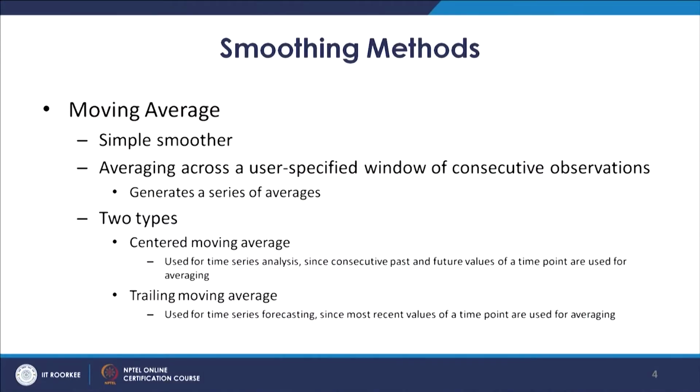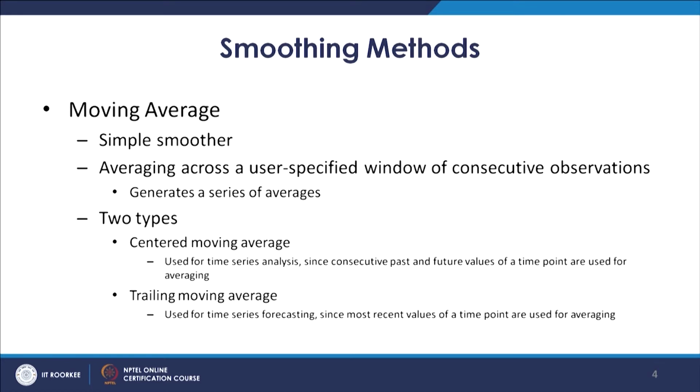Once this suitable window size is known to us, then the averaging operation that is part of moving average is going to be performed on those consecutive observations. What this averaging operation essentially does is it generates a series of averages.